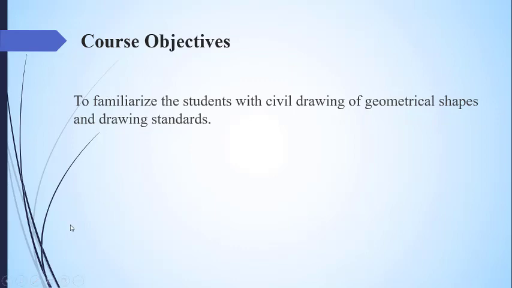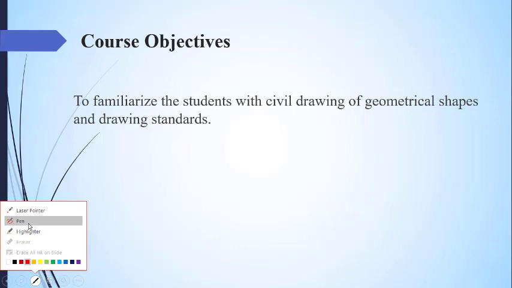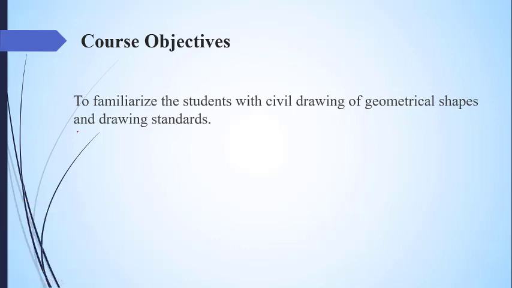I want to show you what the objectives of this course are. So there are two objectives of the course. The first one is to familiarize the students with civil drawing of geometrical shapes, that is, what are the geometrical shapes that are used in civil engineering drawing. And the second one is drawing standards, that is, what are the drawing standards which are commonly used for drawing purposes. So these are the two objectives of the course.